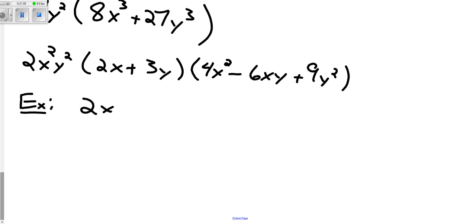2x. No, I don't have 2x. Don't write 2x. That should be 3x cubed.